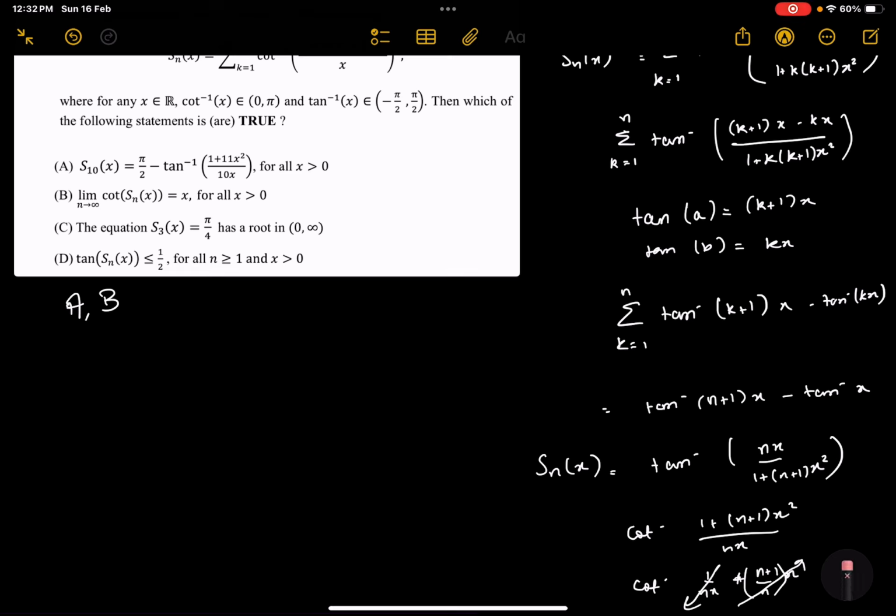This is limit n tends to infinity, cot inverse of 1 by nx plus n plus 1 by n times x. So as n tends to infinity, this will become 0. This thing will become 1 and 1 times x will become x. So cot inverse x. So B option is correct.